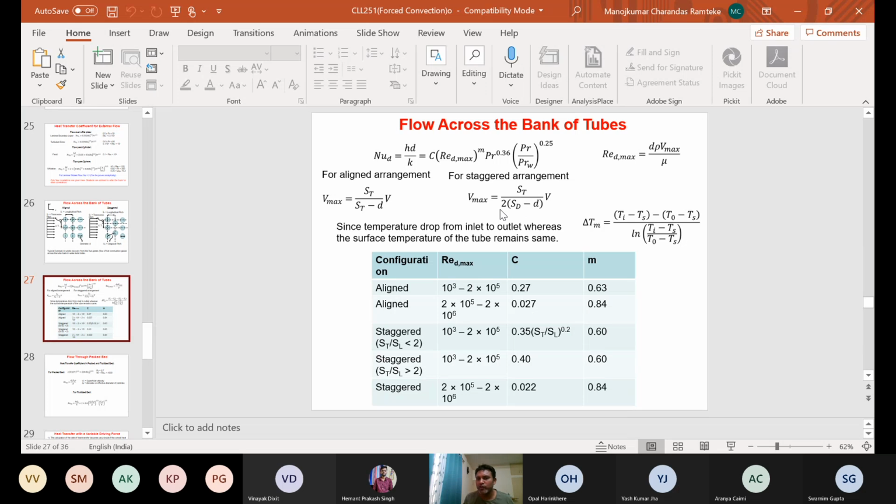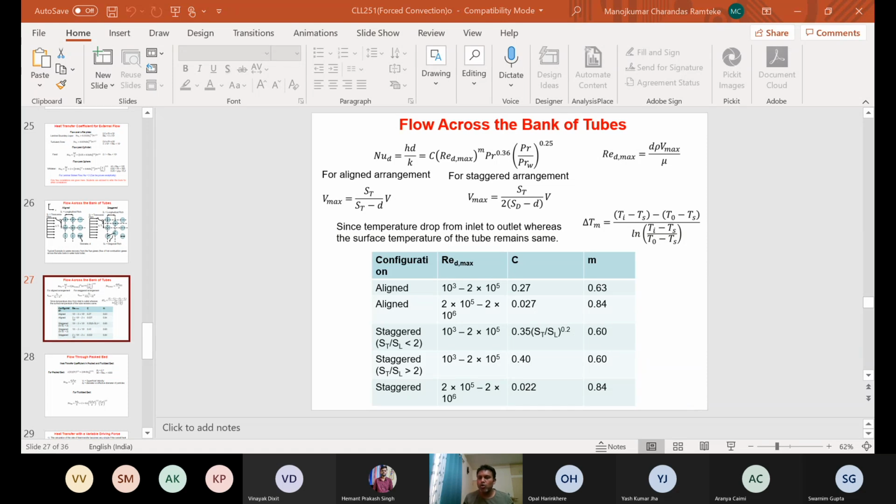SD we don't know, so SD we have to calculate first. From that we will calculate Vmax. Again, the staggered arrangement is there, so we will find ST by SL. We will put this Vmax in this equation and find the Reynolds number, and depending on the Reynolds number and the ST and SL ratio, we are going to select the values of C and m. We put that in this equation and find the Nusselt number, and thereafter we find the heat transfer coefficient. Okay, so this is what we are going to go ahead with, correct?